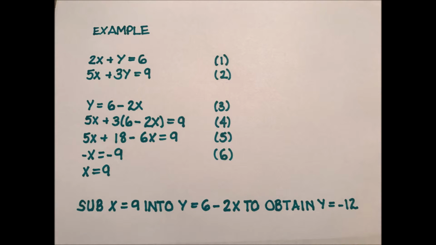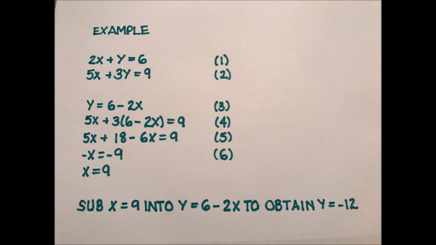We substitute this equation into the second equation to obtain 5x plus 3(6 minus 2x) equal to 9. We expand the bracket to obtain 5x plus 18 minus 6x is equal to 9. Keeping the x terms on the left-hand side of the equation and moving the numbers onto the right-hand side of the equation, we obtain minus x is equal to minus 9. Now, we can cancel the minus signs to obtain x is equal to 9.